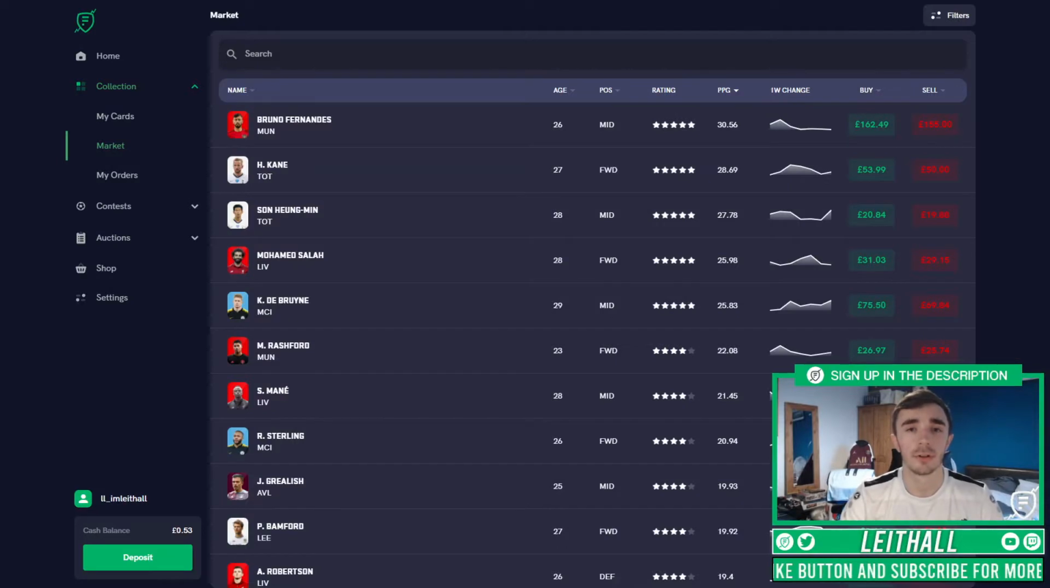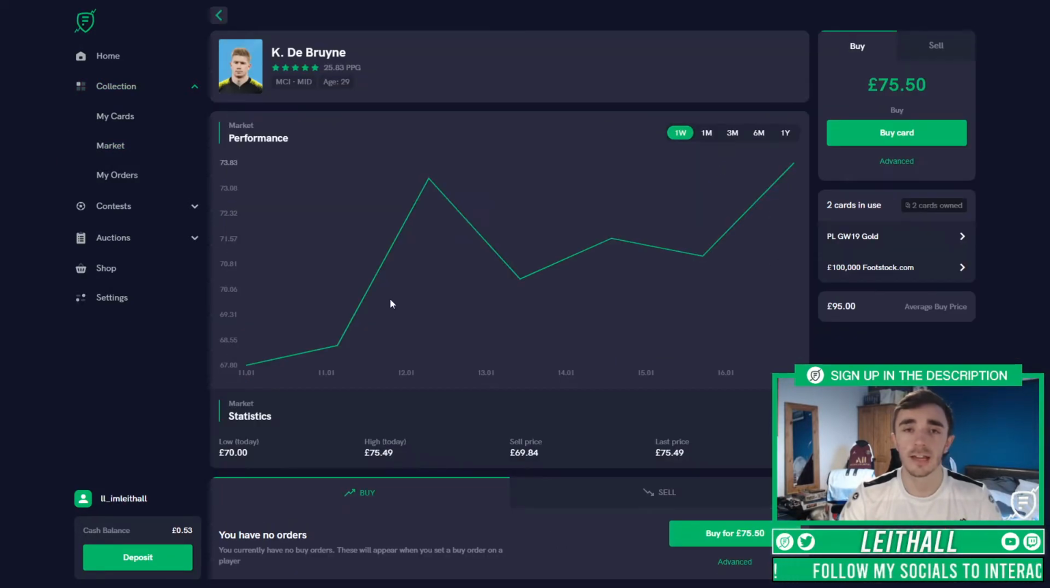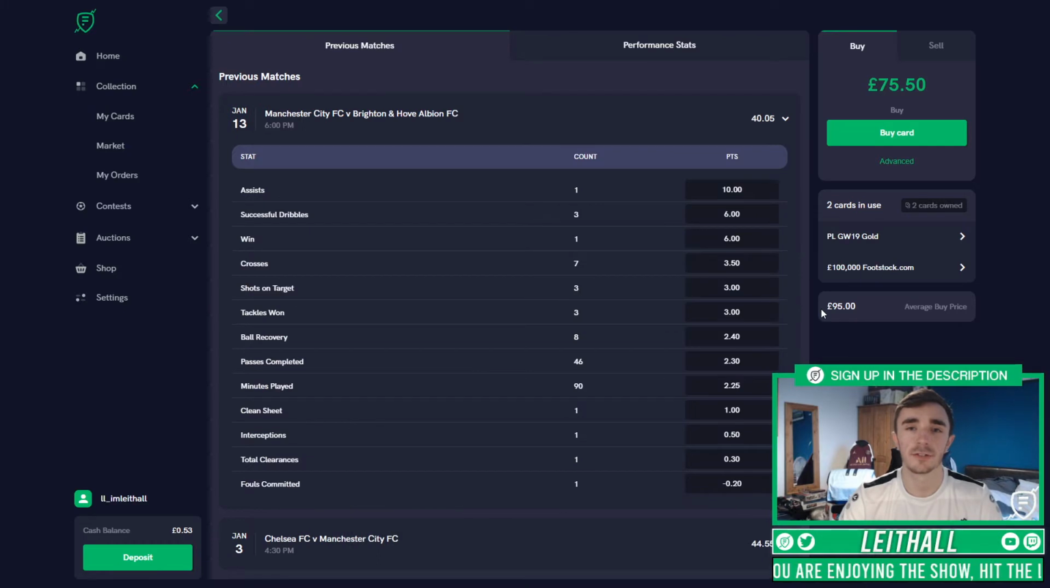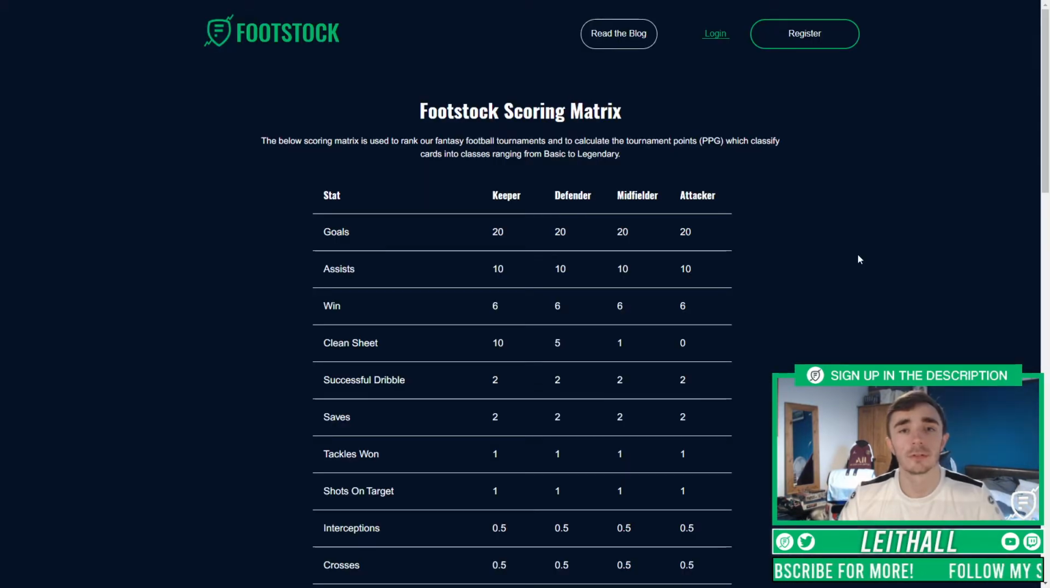In the last episode we looked at some of the information we can find within player cards. As we go into Kevin De Bruyne here, we can scroll down to the bottom and we see his previous matches he's played and the PPG scores. As mentioned, PPG stands for points per game, and a player's points per game is scored on the Footstock matrix, which is something that you need to understand fully before you enter any contests. The Footstock scoring matrix can be found on the Footstock landing page for you guys to have a deeper look into.